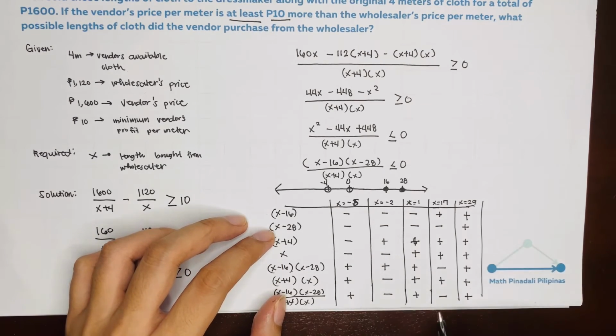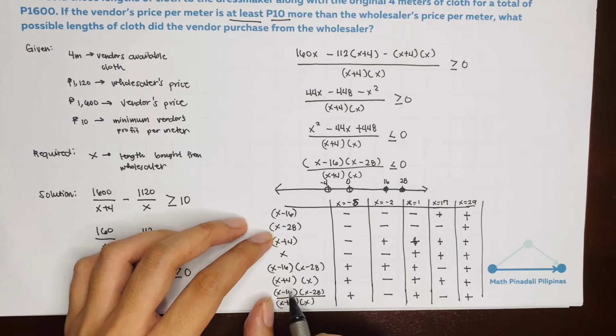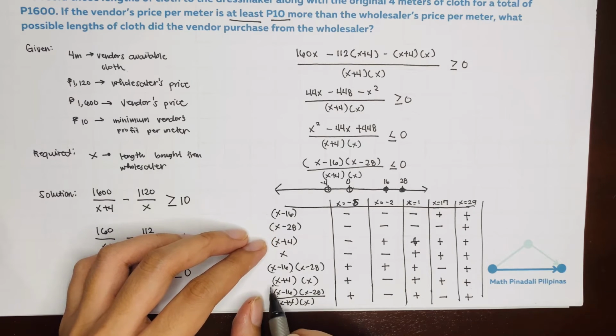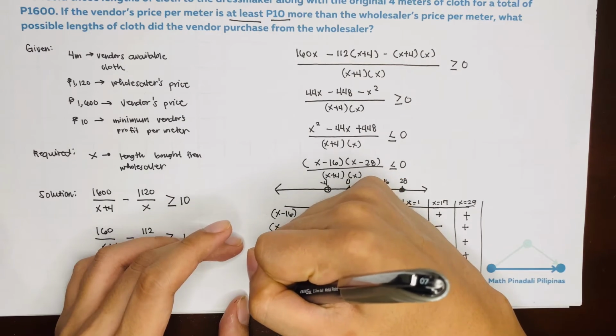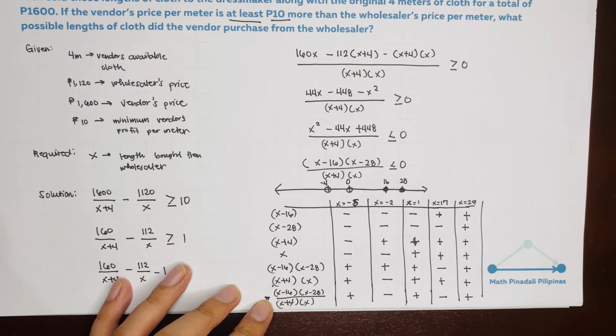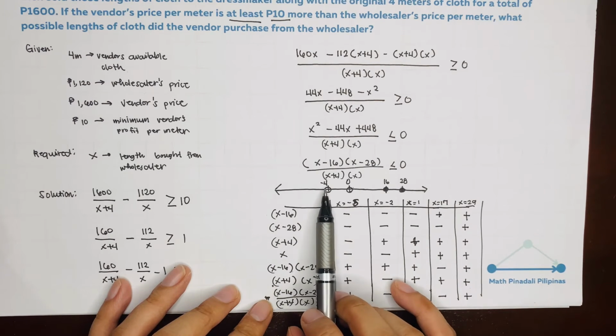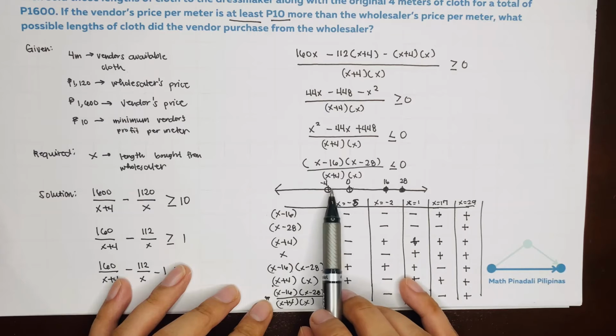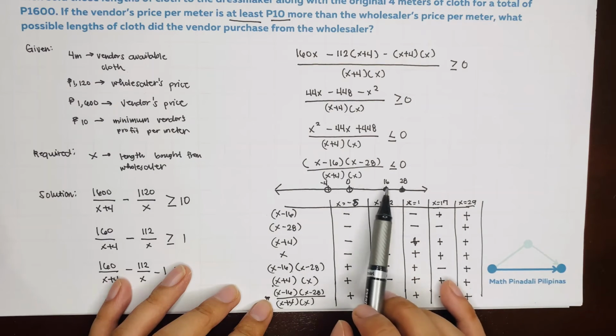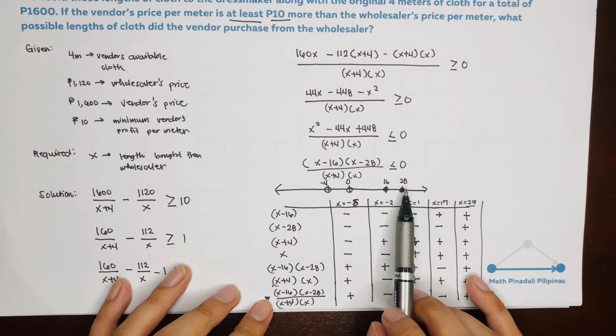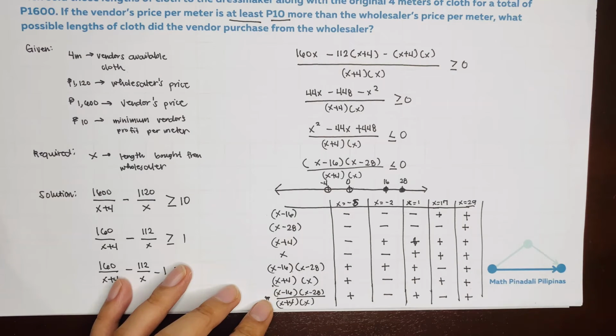I-check naman natin ngayon kung yung final natin, ito nasa pinakababa, ito kasi yung buong inequality natin. Kung tatandaan nyo, ito siya. Lagyan ko lang ng note. Dito tayo. Mag-focus. So, meron tayong 5 parts nung line natin. Tama ba? That's negative 4. Less than negative 4. Between negative 4 and 0. 0 to 16. 16 to 28. And 28 beyond. Okay?